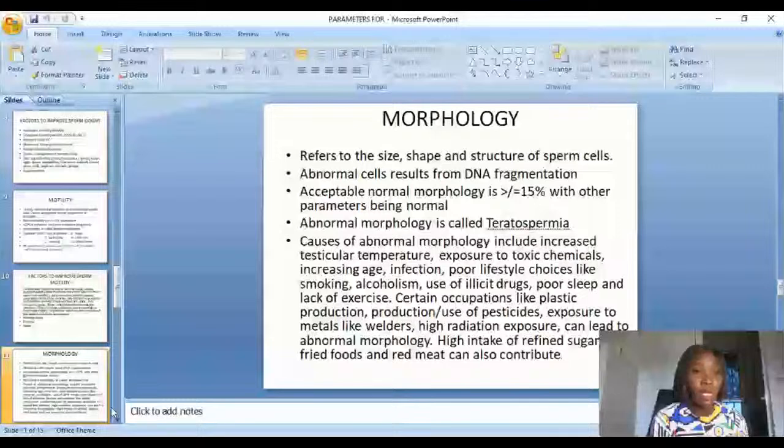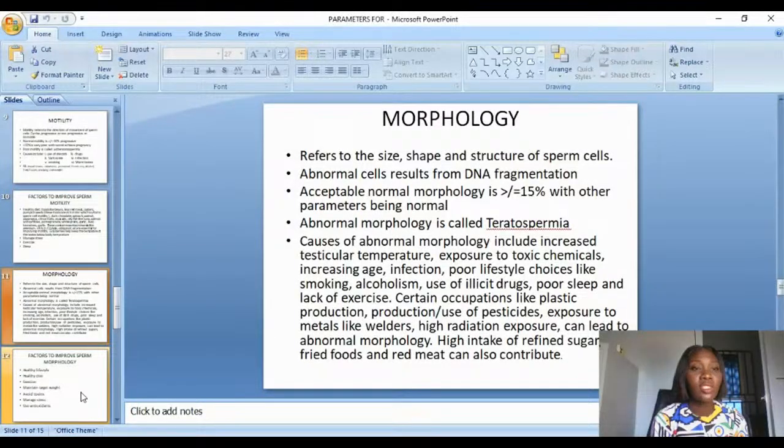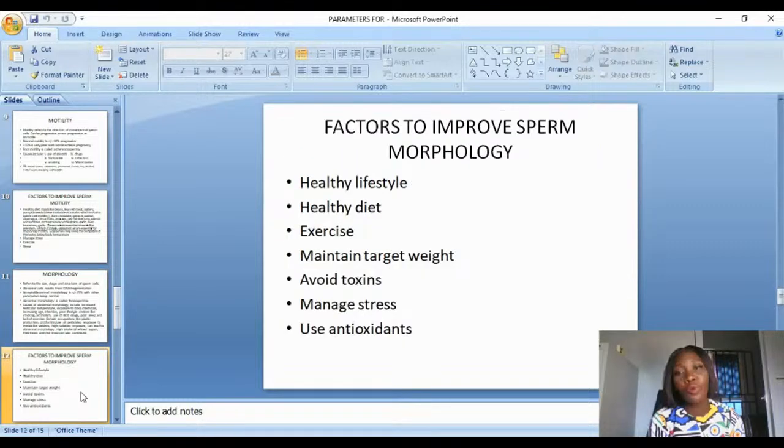Now, factors that can improve sperm morphology: healthy lifestyle, healthy diet, all those things that were previously mentioned, exercise, managing stress, use of antioxidants in the case of supplements. Again, for supplements, we don't want to mention them, just talk with your health provider about what is best for you.